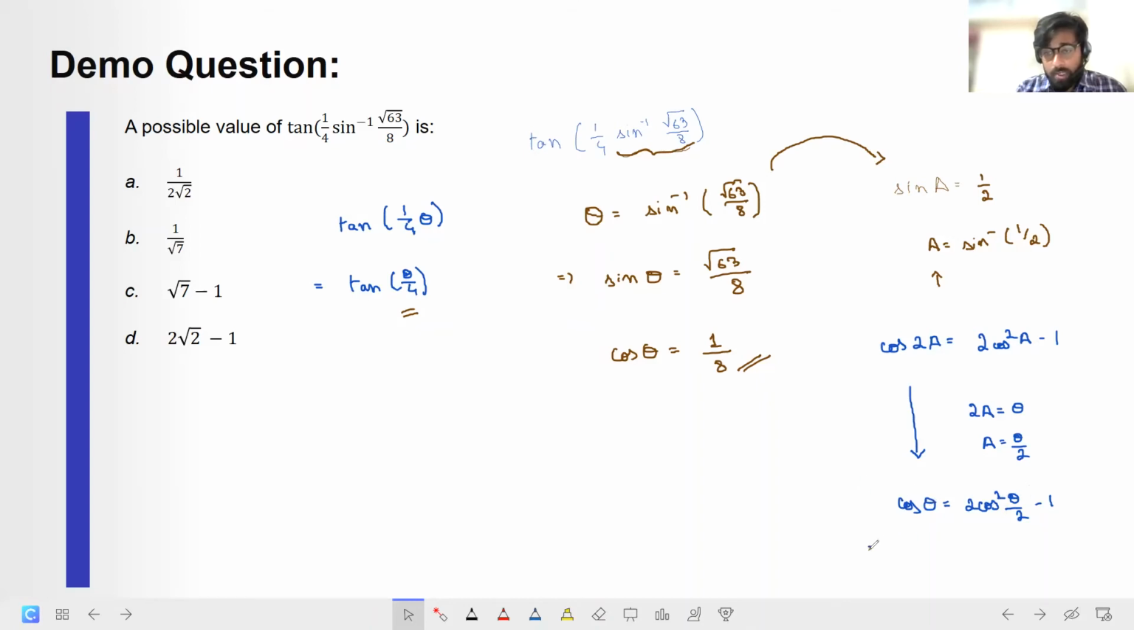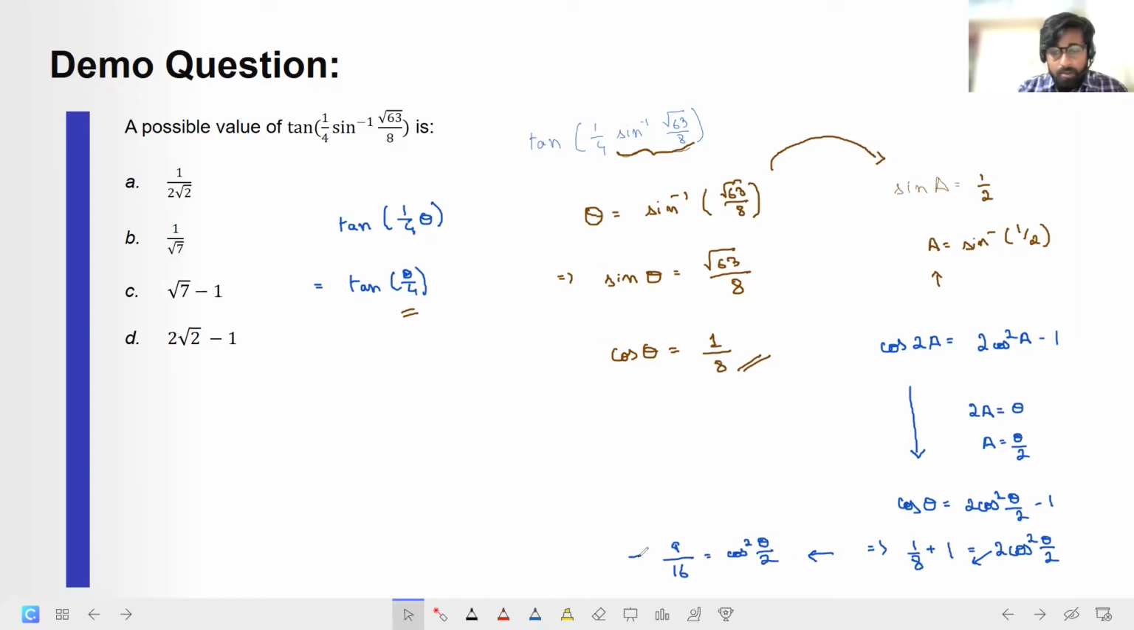So if I try to solve this, cos theta is 1 by 8. I'll take minus 1 to the other side, becomes 1 by 8 plus 1. And this is equal to twice cos square theta by 2. Now if I try to solve this further, if I take the LCM on the left hand side, I get nothing but 9 by, I'll do one step at once. Of course, it's 9 by 8, but I'll take 2 to the other side as well. So I'll get 9 by 16 is equal to cos square theta by 2.